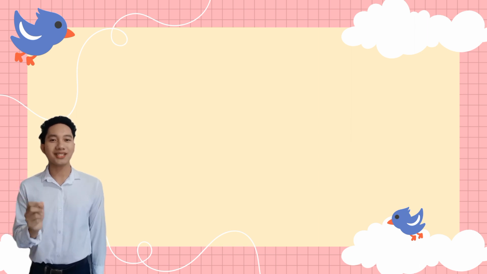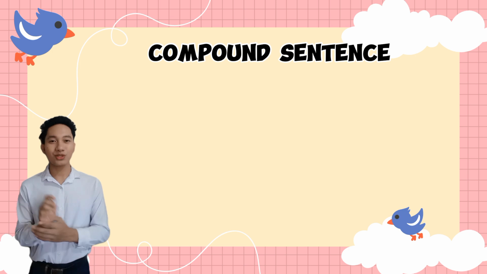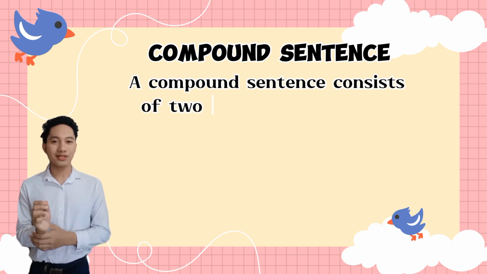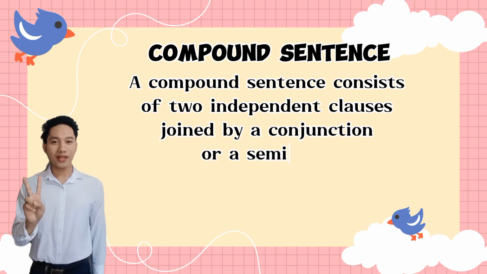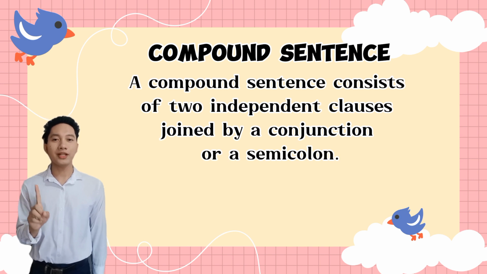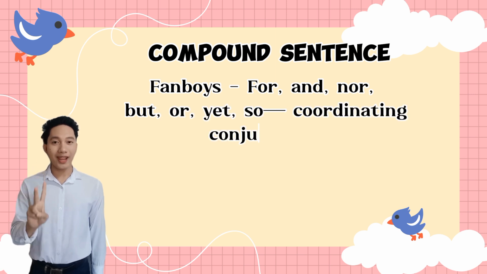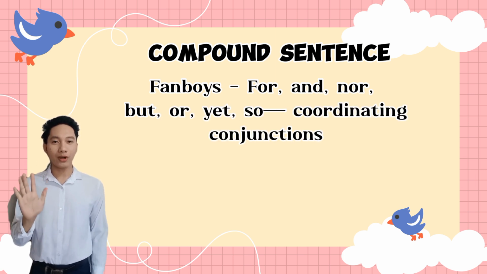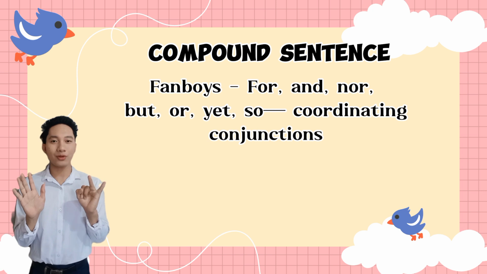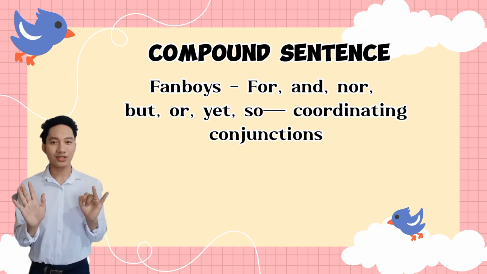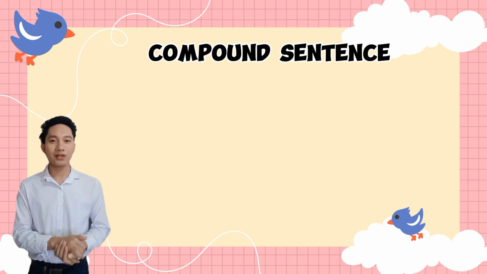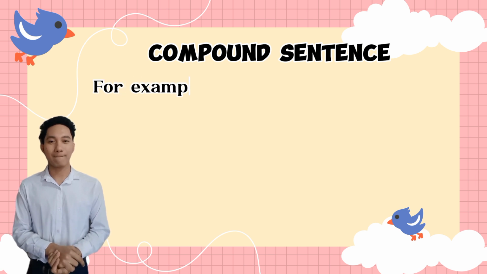think? Compound sentence. Okay, so what is a compound sentence? A compound sentence consists of two independent clauses joined by a conjunction or a semicolon. If you are familiar with the acronym FANBOYS, which stands for: for, and, nor, but, or, yet, so, these are examples of coordinating conjunctions. So here are examples of compound sentences.